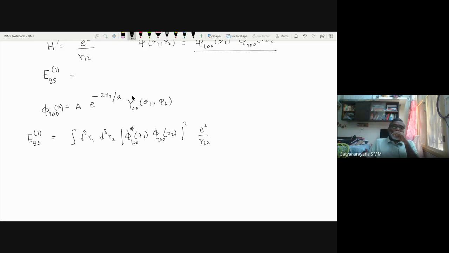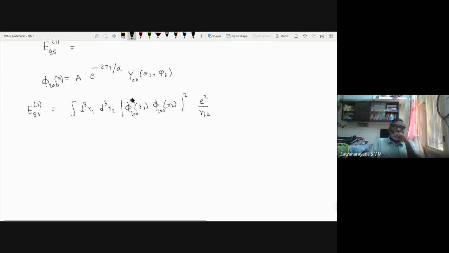Now what you should do is something like this. This integration is a little bit involved, but it's not very difficult. I want to show some technique which I believe you would do in electrodynamics, but if you did not, let us try. So R1 and R2, I can write as R1 square dr1 and d omega 1, that is the solid angle, and then R2 square dr2 into d omega 2.